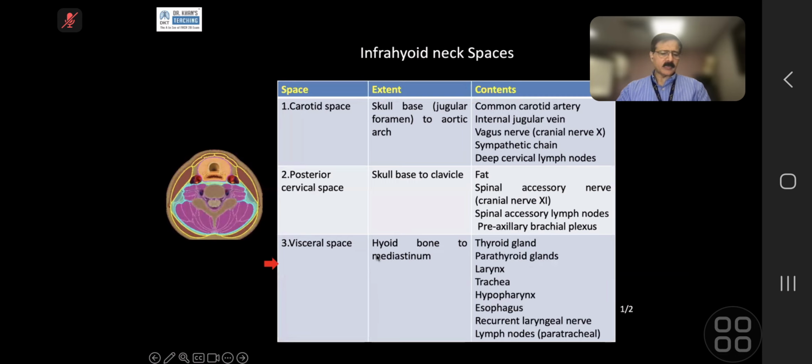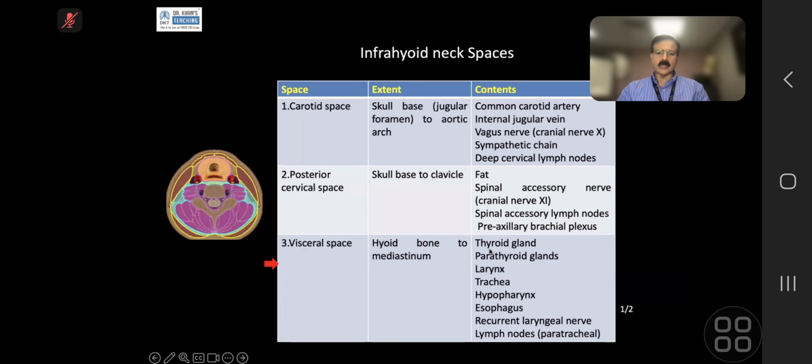Now, another space in the infrahyoid neck is a unique space, which is known as the visceral space. This is around the thyroid. This is hyoid bone to the mediastinum. So please remember, things in the visceral space can also go into the mediastinum. And goiter is a known example because goiter can go into the anterior mediastinum, and retrosternal goiter, etc., is a known entity.